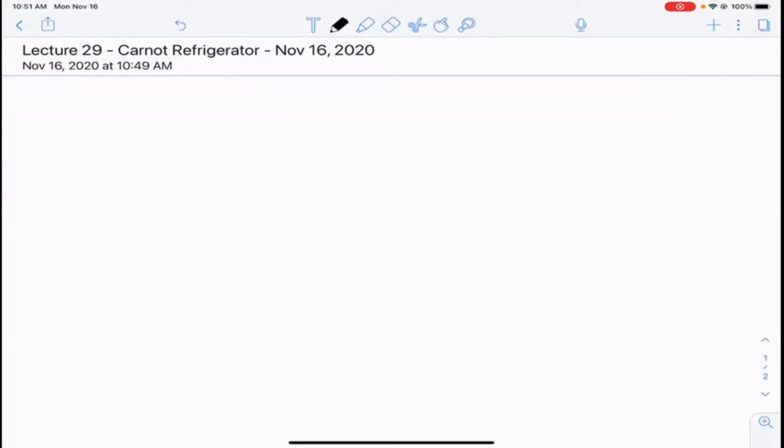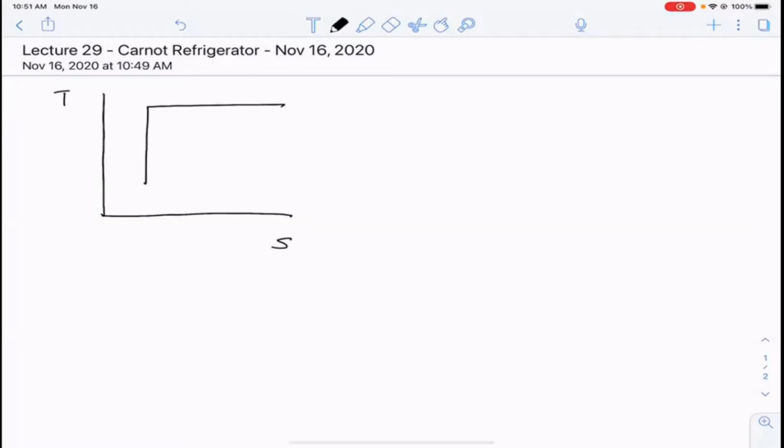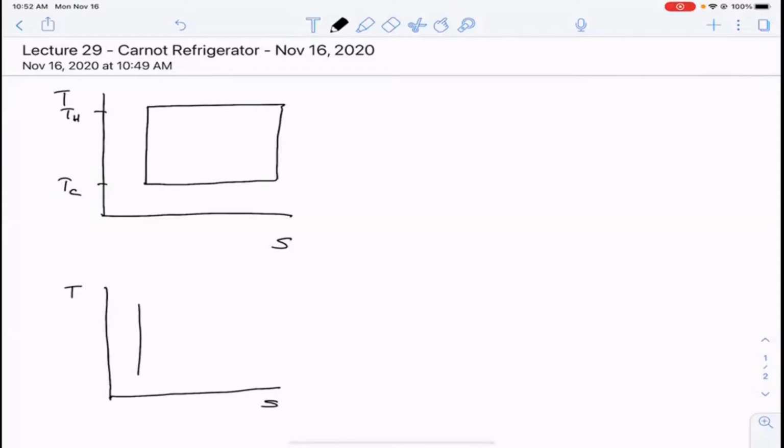And one of the things that I think is kind of interesting, and we'll try to draw some parallels between the two here, is that if we remember in the heat engine, we drew a TS diagram, and it was a rectangle that existed between a hot temperature and a cold temperature. And if I were to draw the TS diagram for the Carnot refrigerator, it's going to look exactly the same. We're going to have a rectangle, and that rectangle exists between a hot temperature and a cold temperature.